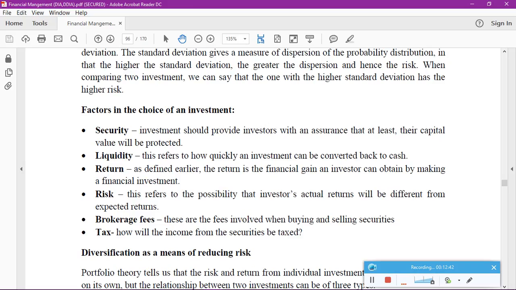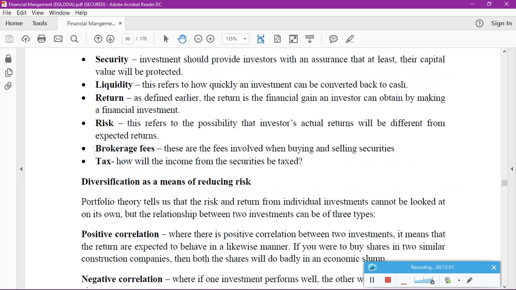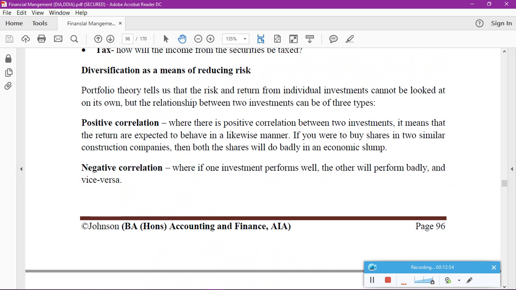Now look at that. Diversification as a means of reducing risk. So we have three types of correlation. If you still remember, in statistics we learned correlation and regression, remember? Correlation, the long formula. I told you that the long formula is only for up to two variables, X and Y. And it can be only two businesses or two investments.